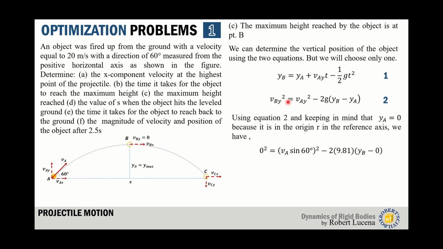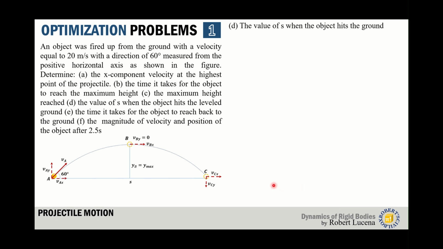So we substitute using equation 2: 0 squared is equal to VA, the initial velocity, squared minus 2 times 9.81 times (YB minus 0). Then you can solve for YB, that is 15.29 meters. And this position of B, again, is relative to point A. If point A is on the ground and you are asked what's the maximum height attained by the particle, you can say that it is 15.29 meters above the ground. But it's more organized or proper to show it in terms of position.